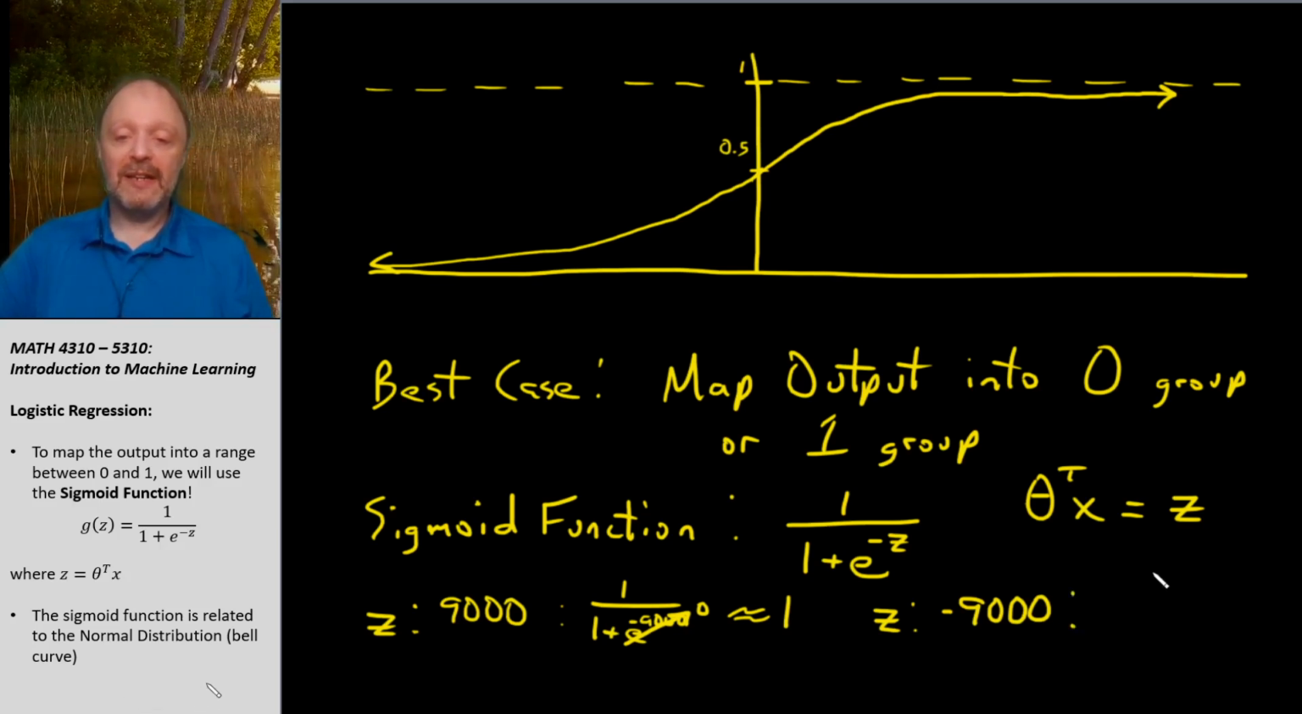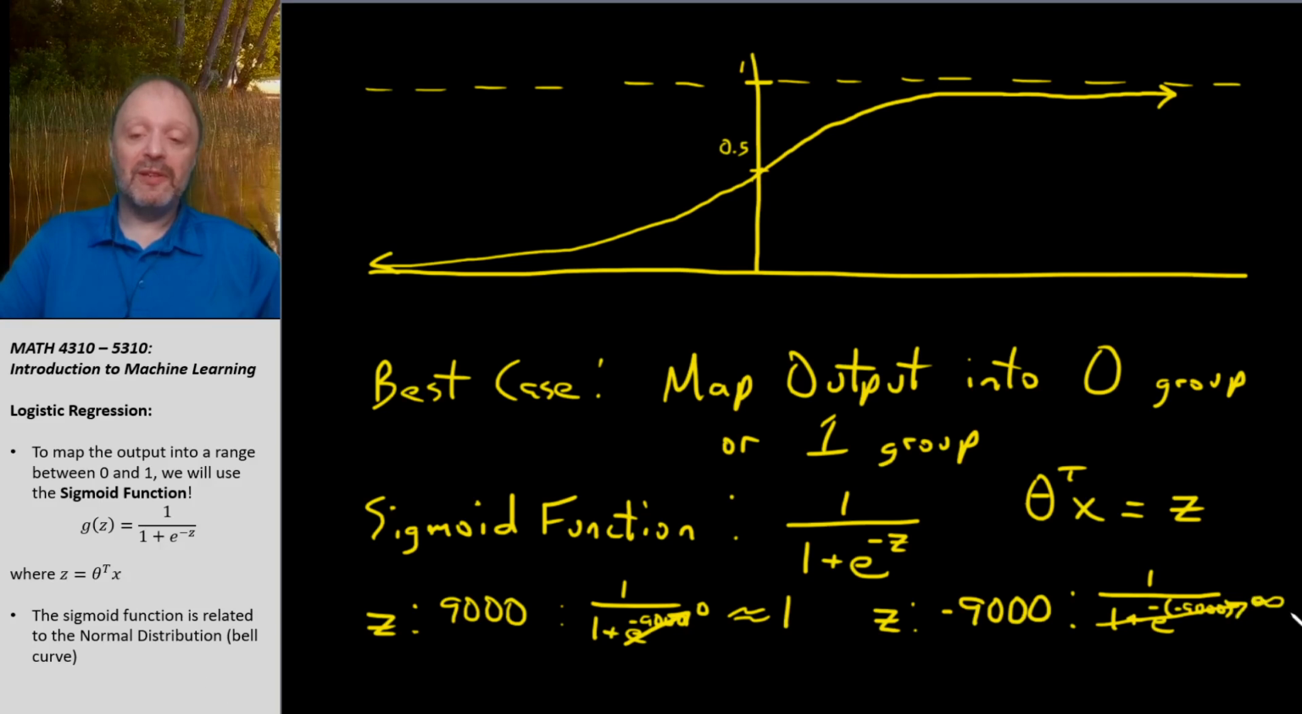Well, when I plug that in, I get 1 over 1 plus e to the negative 9,000. Well, that's going to become e to the positive 9,000. The 1 isn't going to matter. This whole piece down at the bottom is going to be heading towards a very large value. 1 divided by infinity is approximately 0. So it sorts it into the 0 group.